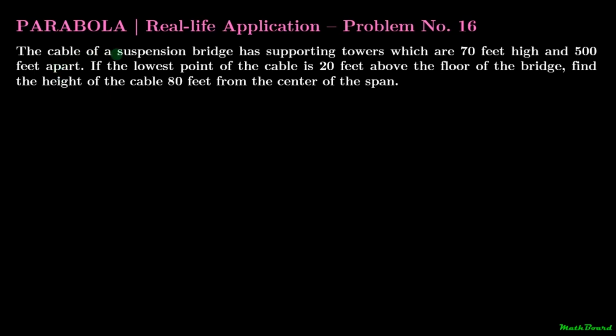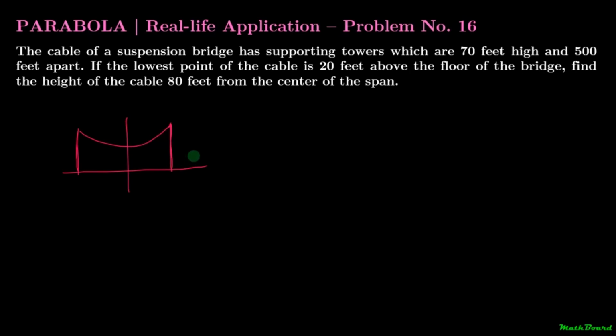Next, the cable of a suspension bridge has supporting towers which are 70 feet high and 500 feet apart. If the lowest point of the cable is 20 feet above the floor of the bridge, find the height of the cable 80 feet from the center of the span. So, kung i-drawing natin yan, ito yung ating parabola. Parang ganyan siya. Then, ito yung tower.